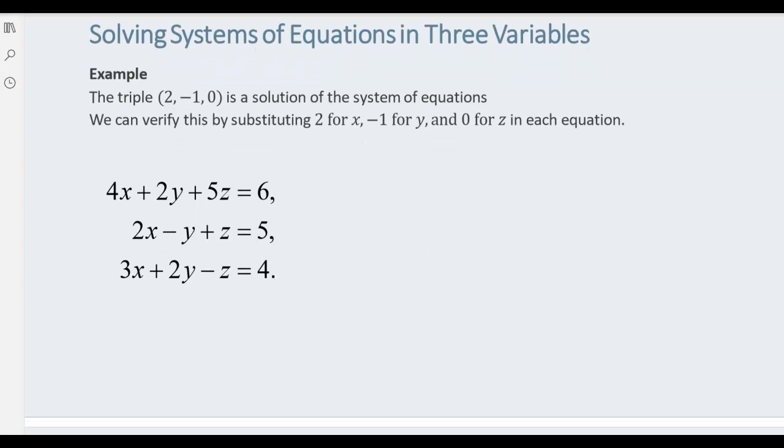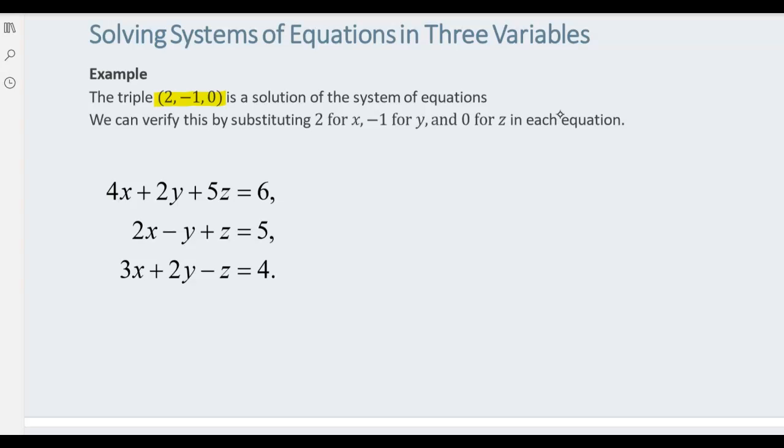Because we have a system of three equations shown here in this slide, we know that the solution is going to be of the form of an ordered triple, with the first coordinate corresponding to x, the second corresponding to y, and the third corresponding to z.